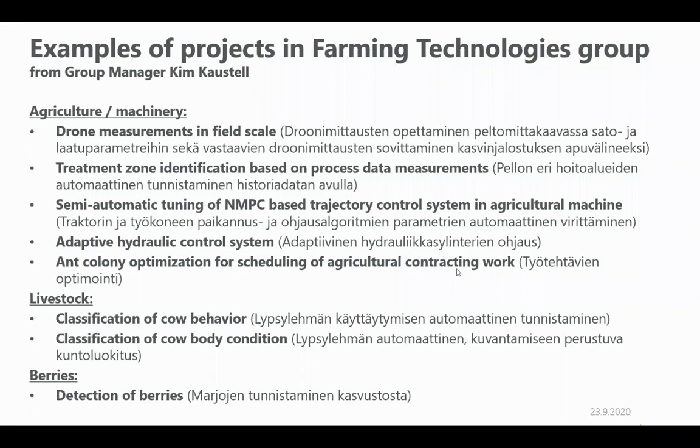And yeah, so I think if you get interested in this farming technologies group, Kim Kaustel is the group manager there, and you can contact me also, but also Kim directly if you have something you'd like to talk with them.